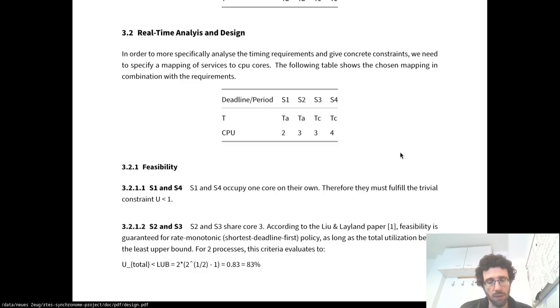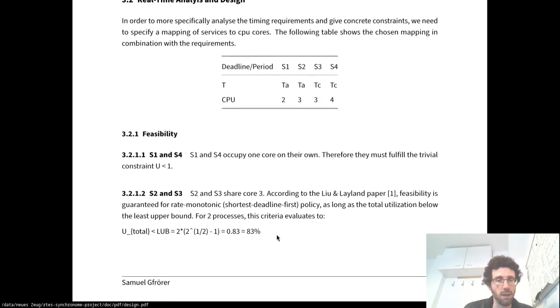That is, a service should be prioritized whenever it has higher frequency. So higher frequency services go first. And the scheduling policy should adhere to prioritized preemptive scheduling. So the theory says that this is always feasible as long as the total utilization on the CPU is below a certain least upper bound. And for two services, this least upper bound is given as 83%.